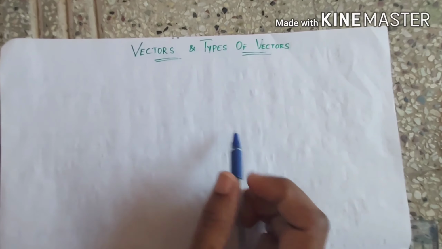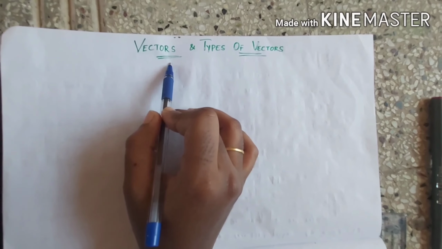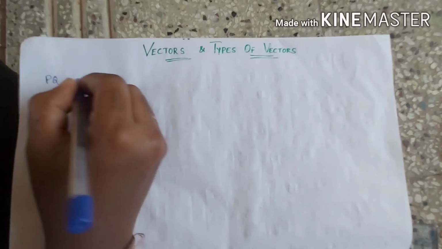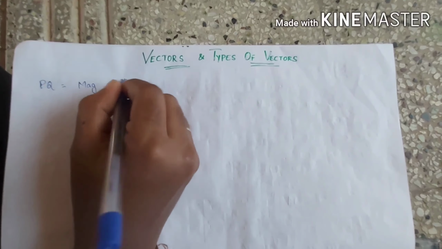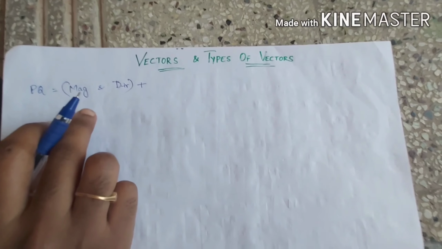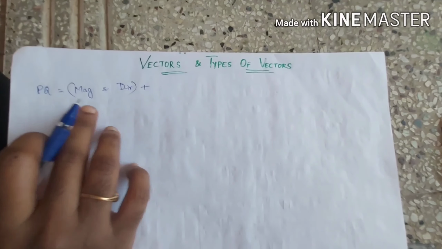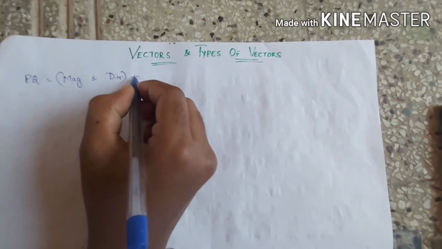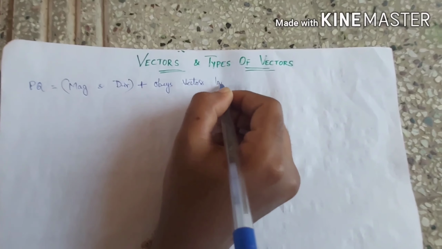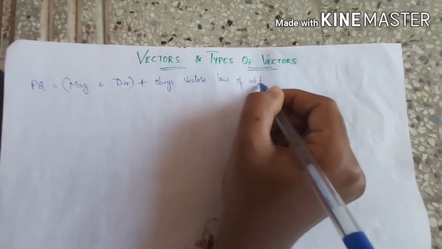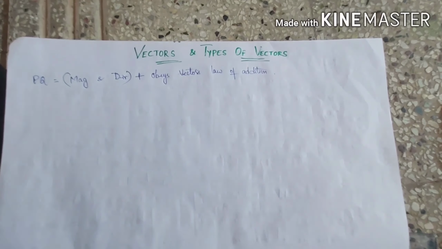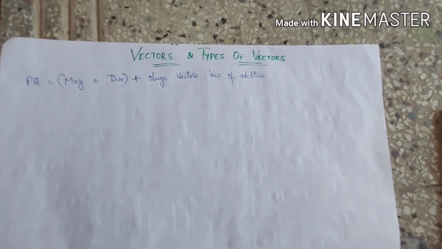We'll see vectors and types of vectors. A vector is a physical quantity having both magnitude and direction. So I'll write it as PQ, a physical quantity having both magnitude and direction and also obeys vector laws of addition. This is a very basic thing. For a physical quantity to be a vector, it must have a magnitude and direction and it must also obey the vector laws of addition.